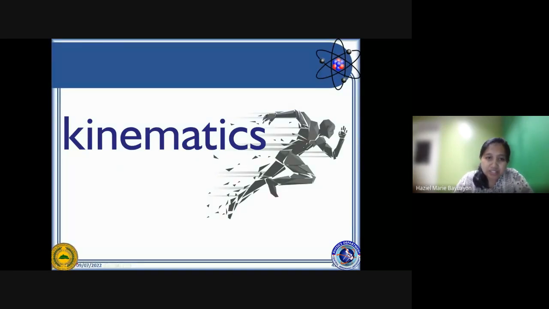chapter is kinematics. So we'll be talking about motion. So when we say motion, a moving object, nasa mga physical quantities with which we can describe it.